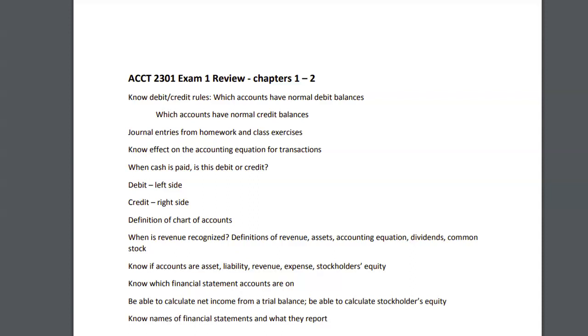Dividends are when we give money back to the owners. It's recorded as a debit. And common stock is when the owners invest in the business, and that's going to be a credit. You need to know if the accounts are assets, liabilities, revenue, expenses, or equity.